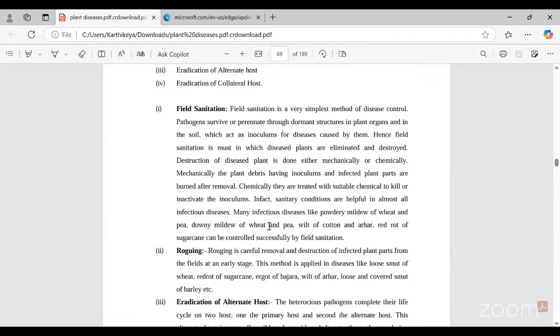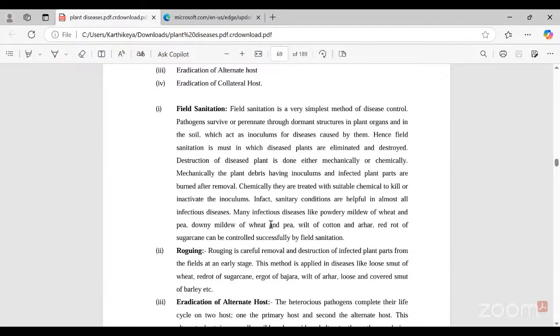Field sanitization. Field sanitization is the simplest method of disease control. Pathogens survive or penetrate through dormant structures in plant organs and in the soil, which act as inoculum for disease caused by them. Hence, field sanitization is a must, in which diseased plants are eliminated and destroyed. Destruction of diseased plants is done either mechanically or chemically.